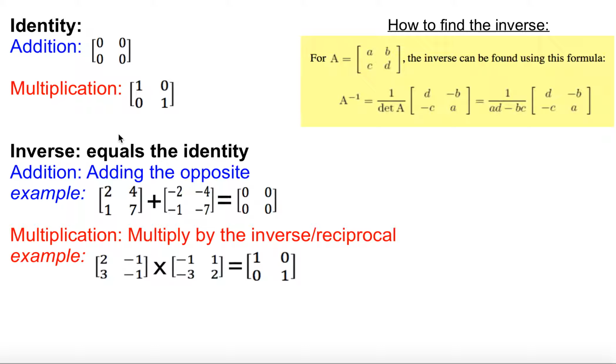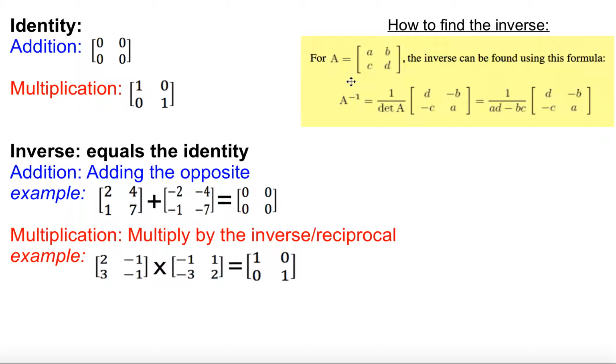For the inverse, it's also going to be equaling the identity. For addition, we're going to stay adding the opposite. So if I have a matrix here, 2, 1, 4, 7, by adding the opposite, we're going to equal the identity and get this 0, 0, 0, 0. For multiplication, we're also going to stay multiplying by the inverse or the reciprocal. So here is our matrix, and this was actually B in our example, and then this is the inverse of B. And when we multiply these, we're going to get the identity matrix, which is the 1, 0, 0, 1.